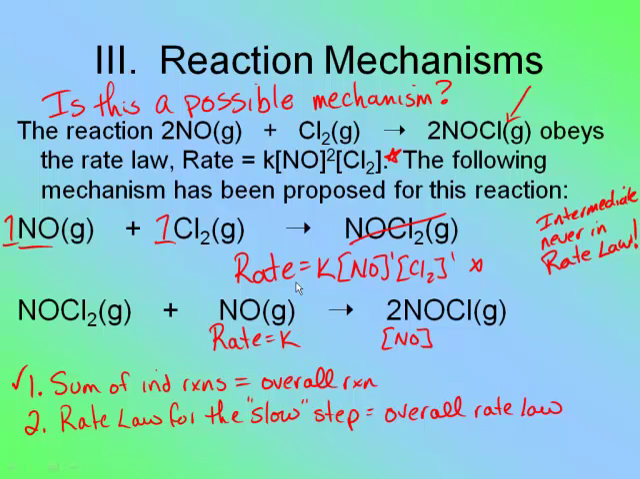Well, my NOCl2 was created from an NO and from a Cl2. Well, wait a second. Now I have two NOs. Well, NO times NO is NO to the second. Now, does this match my overall? Yes, it does, which means that this is my slow step. Okay? So, is this a possible mechanism? Well, let me see. The rate law for the slow step equals the overall rate law. Well, my reaction 2 happens to equal my overall rate law, so that's possible. And when I added them up, they added up to be equal to the overall. Therefore, this is a possible mechanism.